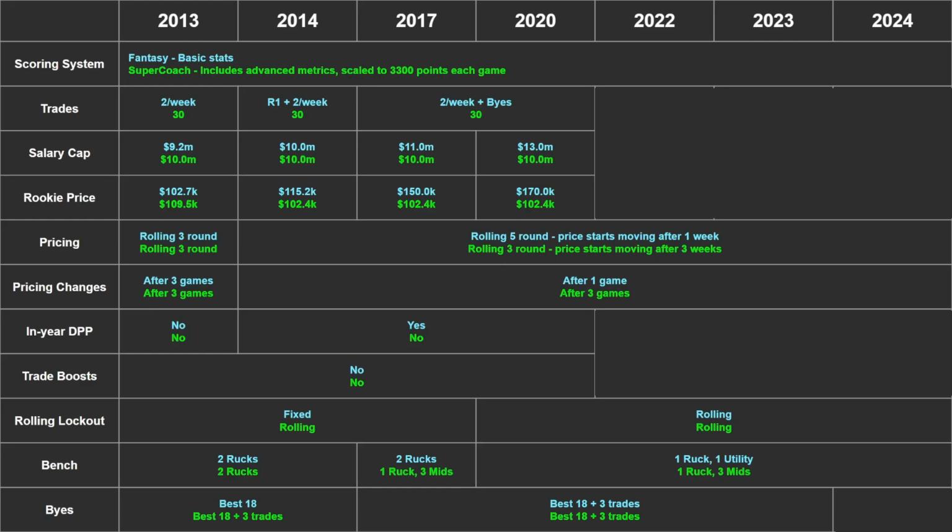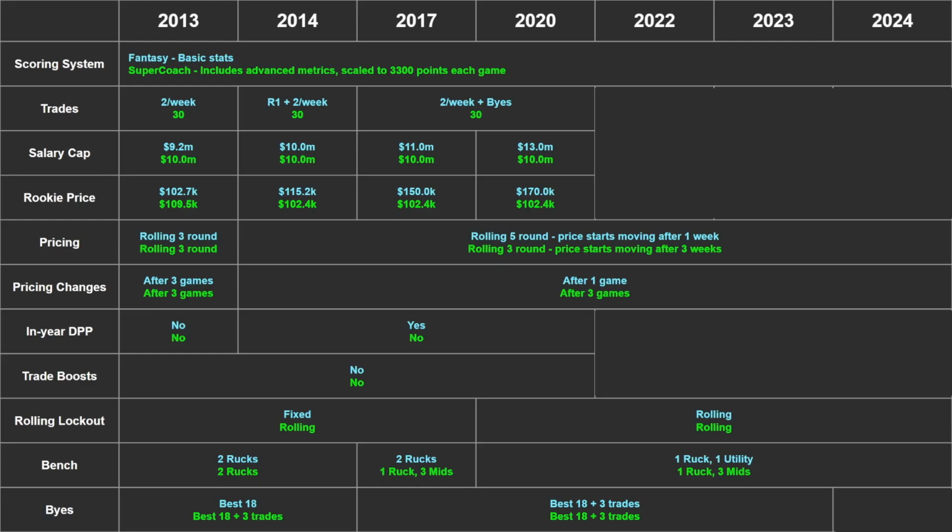The other change that was made in 2020 was in the fantasy format to how the bench worked. So they took that second ruck spot, and instead of making it a third mid spot like SuperCoach did, they introduced a utility position. For those that are SuperCoaches and haven't played fantasy, a utility spot is simply a position on your bench that could be filled by someone from any line or row. So it could be a third mid that you put there, and I think it often is, but it could be a second ruck still.